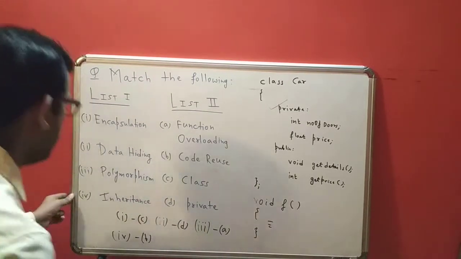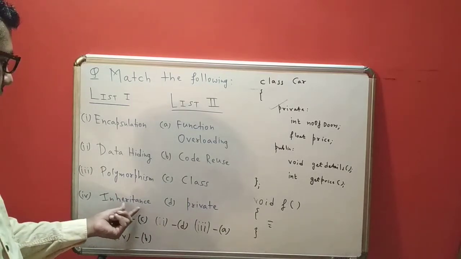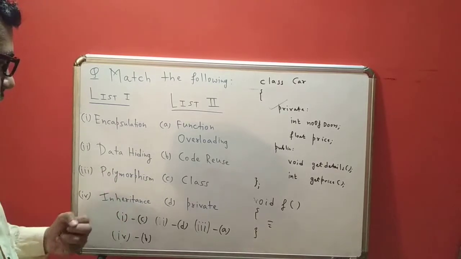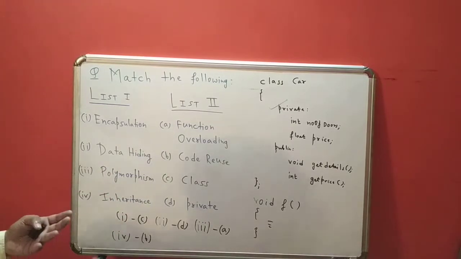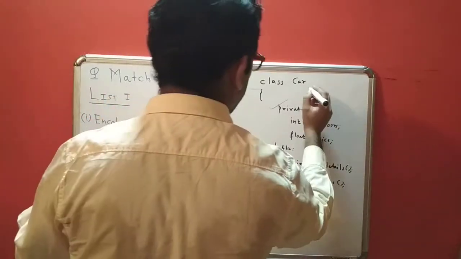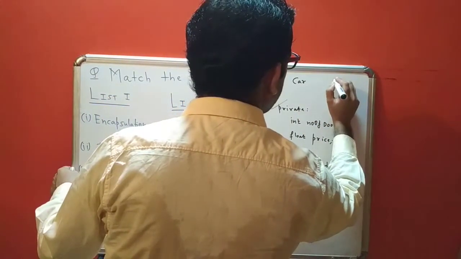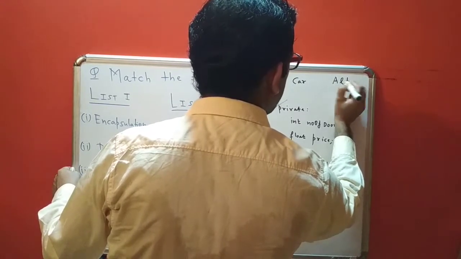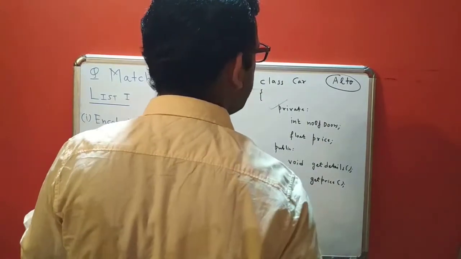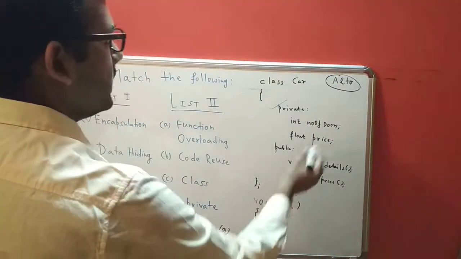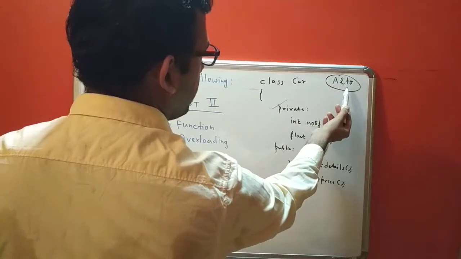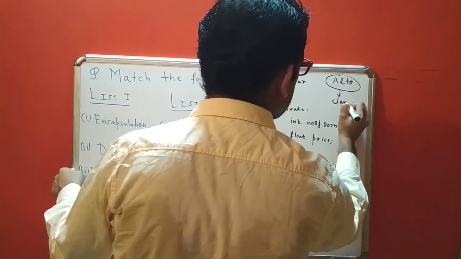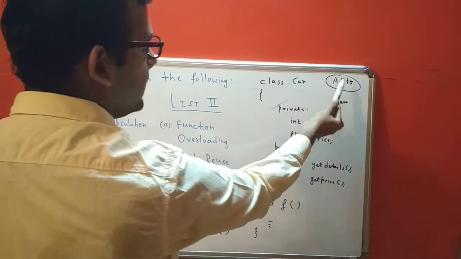But let's just talk about inheritance for a moment. Inheritance means to allow one class to derive or inherit the properties of another class. Let's say if I had a car, in fact, if I had a class by the name of Alto. This is the name of my class. It is a class. It is a car, the name of a car.